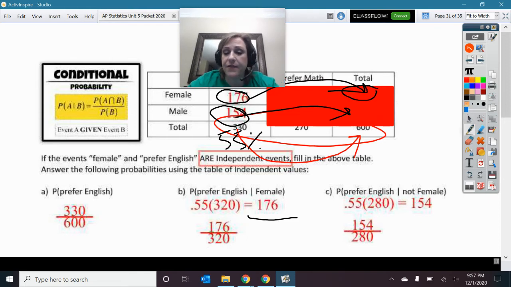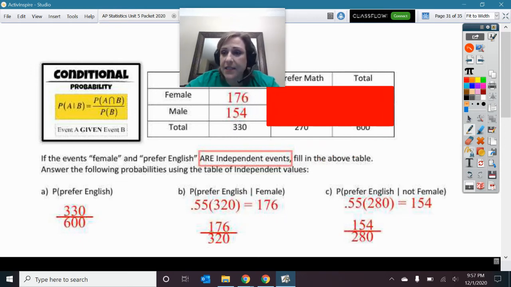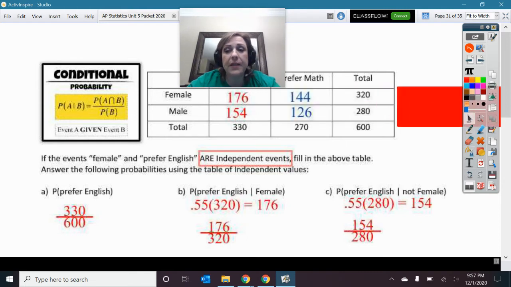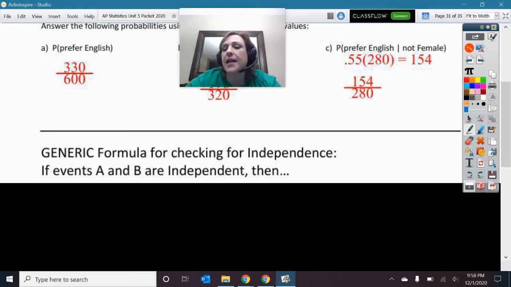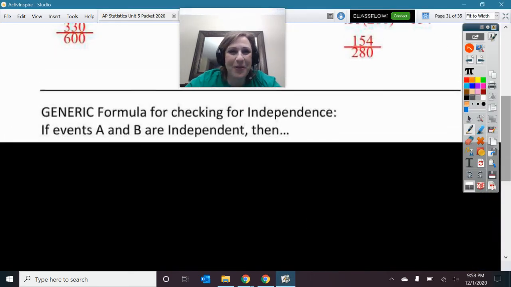And then 55% of your 280 males is 154. So that's what would be happening if the fact that you are male or female is not affecting the rate. So everything is 55% of the total. All right, so here we go. Now let's put in some numbers.